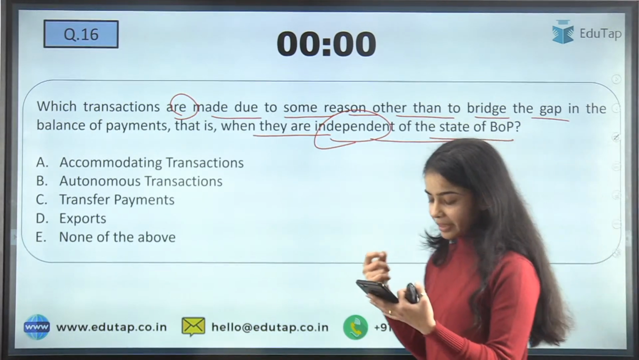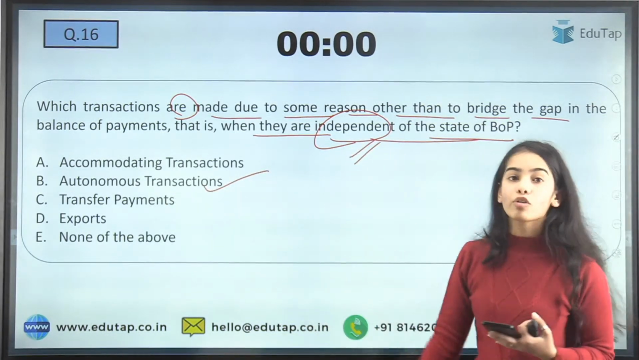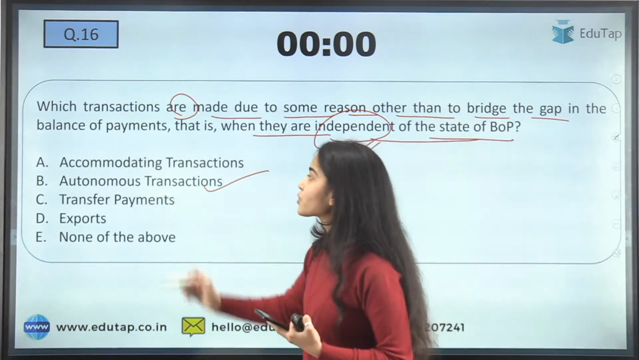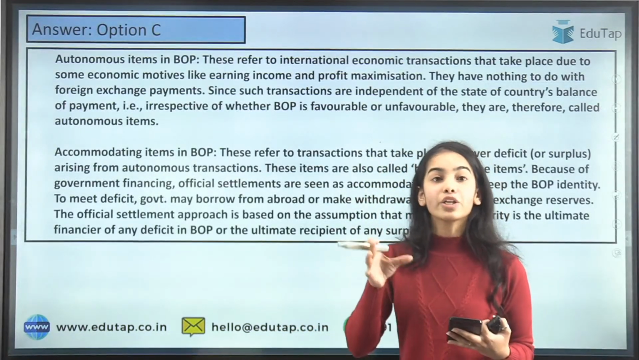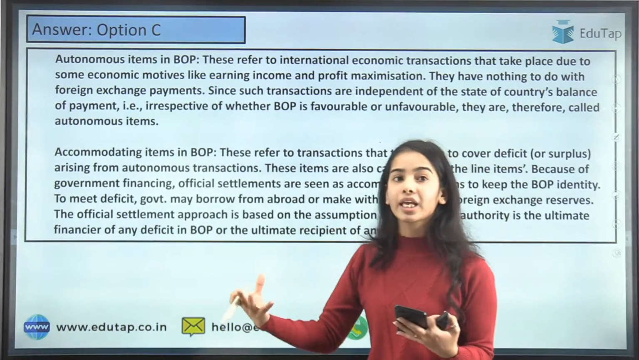Okay, so I am getting the answer A. It should be B. Autonomous, see, independent of the BOP. So it is autonomous transactions. Accommodating is when you are taking care of a deficit or a surplus that is happening. So we have to take care of that.